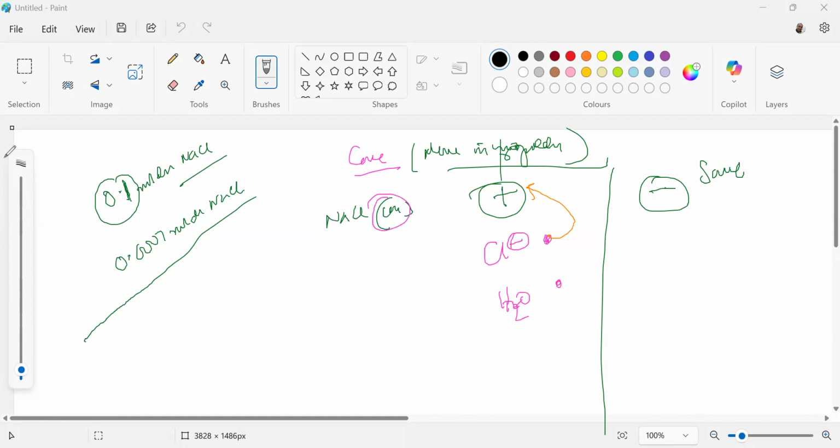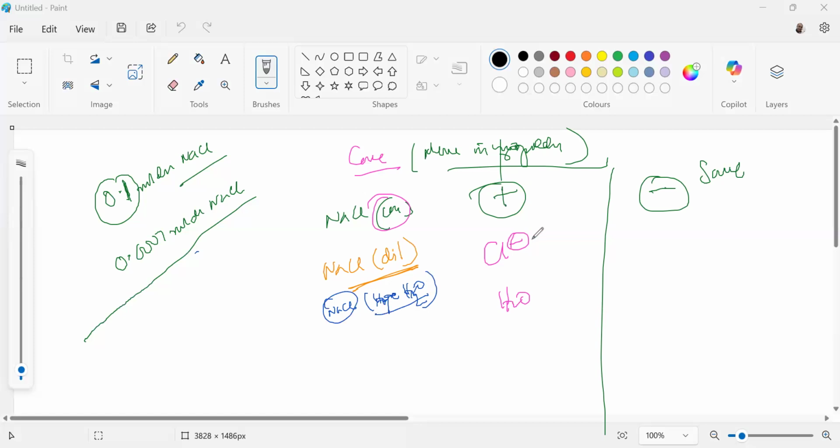On the other hand, suppose I'm taking a dilute NaCl solution. Who is more in number? Population is more, he will be going. In a dilute solution, you're taking a little bit of NaCl and a huge amount of water, right? That's a dilute solution. Understood?